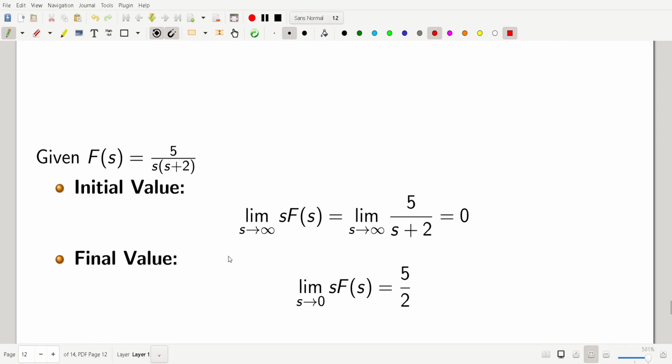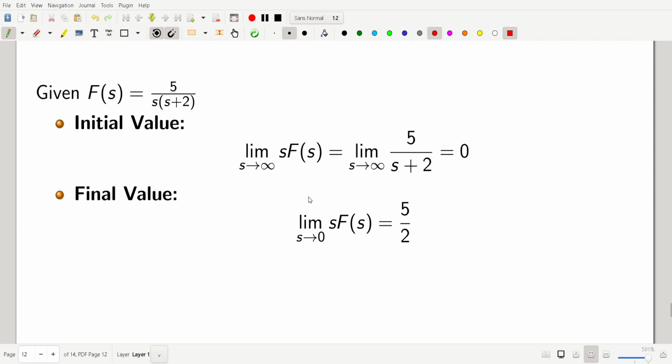I put some examples here. You can see the initial value theorem, you will get 0 here. With the final value theorem, you will get 5 by 2, because this is correct only because the system is stable. All poles are on the left of the S plane, then okay, we get 5 by 2.